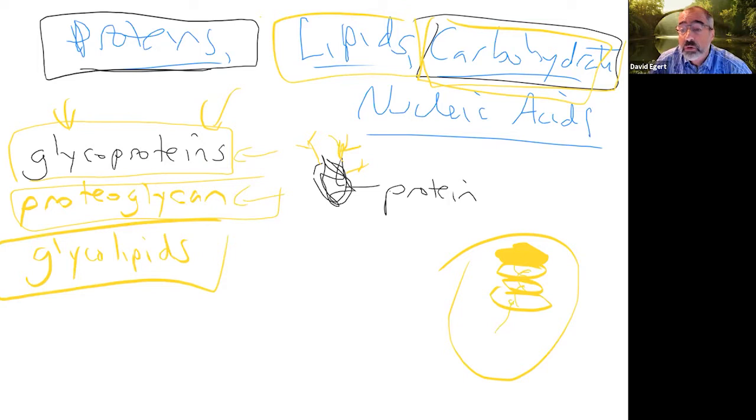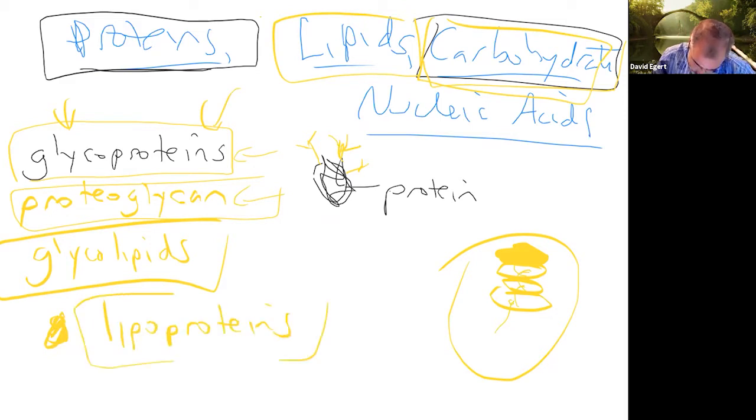Another really important hybrid molecule that we're going to see, that's important for transporting fats and lipids around in the bloodstream, are the lipoproteins. So lipoproteins, mixes of lipid and protein. You know, the way we transport lipids around, and fats don't dissolve in water, as you all well know at this point.